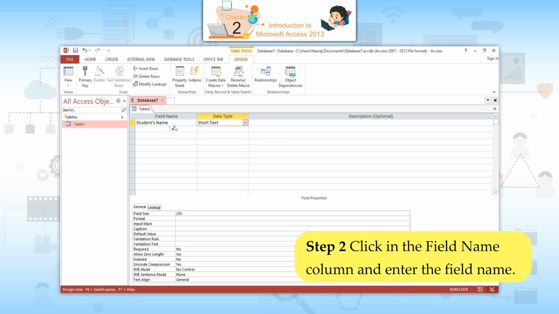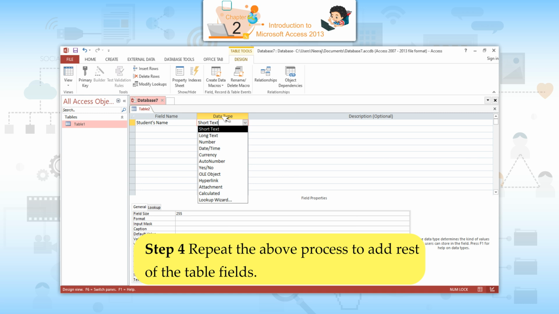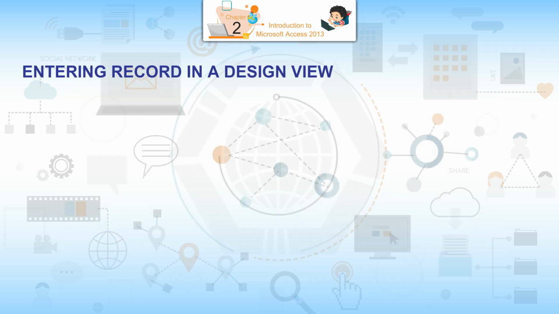Step 2. Click in the Field Name column and enter the field name. Step 3. Click in the Data Type column and choose the suitable data type for that field. Step 4. Repeat the above process to add rest of the table fields. Step 5. Once finished with the process of defining table fields, save your table and give it a suitable name.